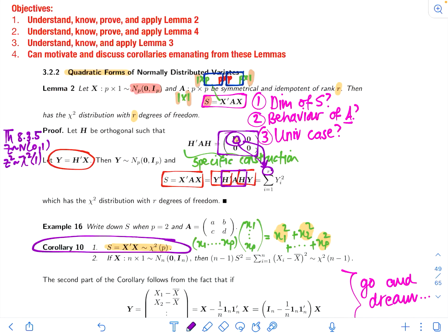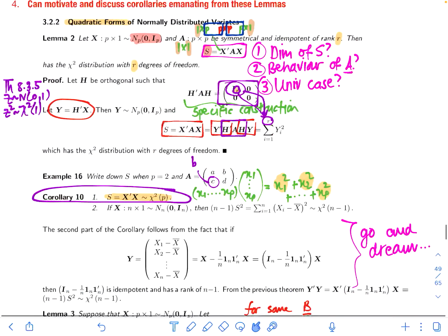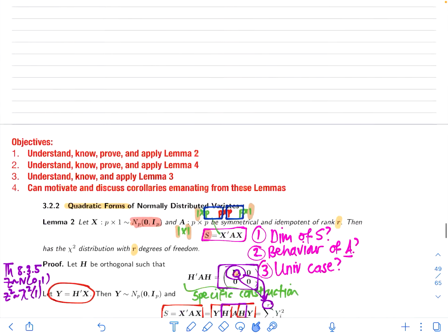Now example 16 asks us specifically, write down S when p is equal to 2 and A is equal to A, B, C, D. There is a typo in the notes, so please change that C to a B because it has to be symmetric, of course. All right? Let's write this out here very, very briefly.